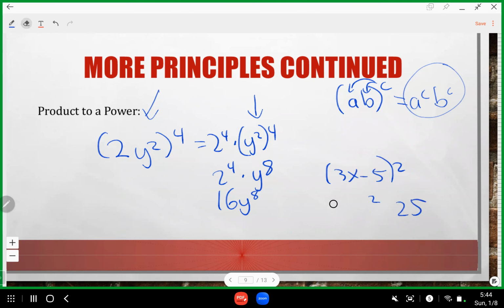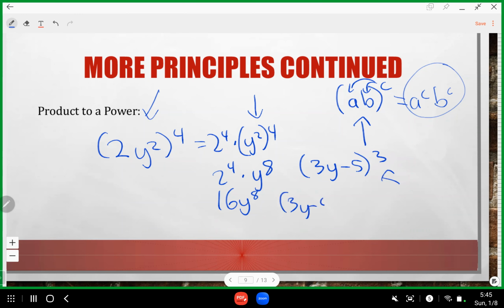All right, so this only works if it's a product. So if you have something like (3y minus 5) cubed, you can't just say 3y cubed minus 5 cubed. Okay, you can't do that. It has to be a product. When this happens, you gotta actually multiply it out, right? You gotta multiply it out. This is actually what it's gonna look like. And as you can see, it's gonna be a lot more complicated than that.